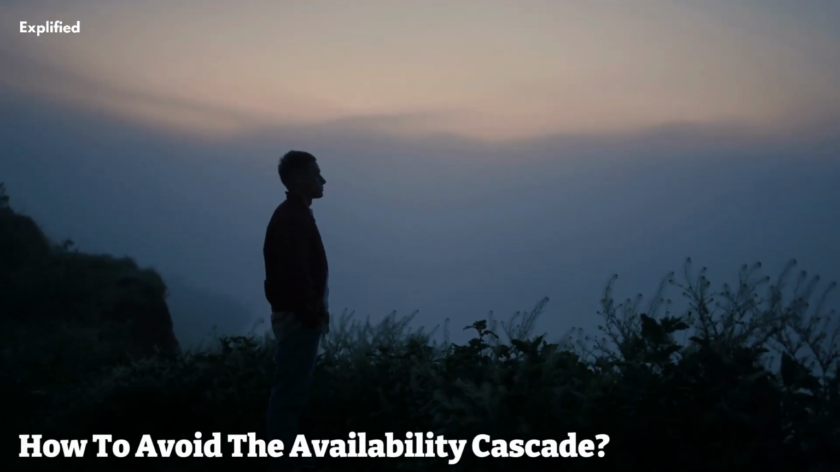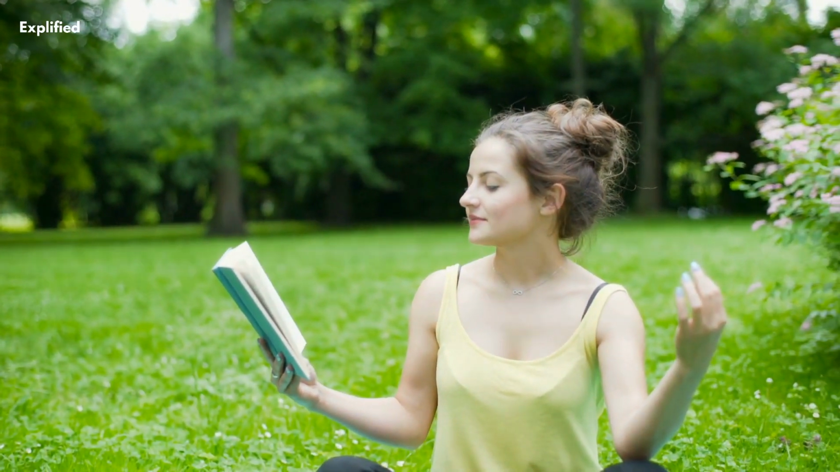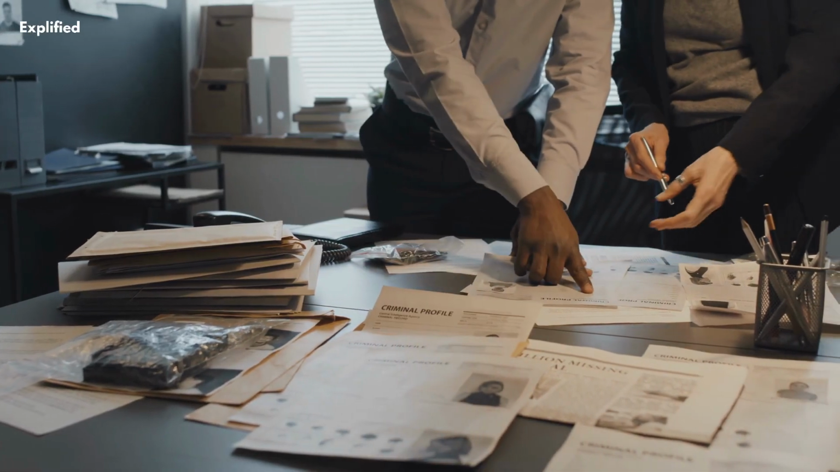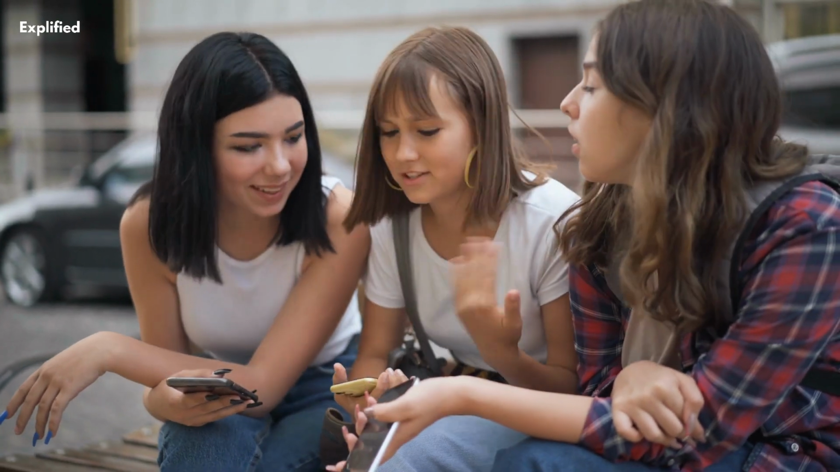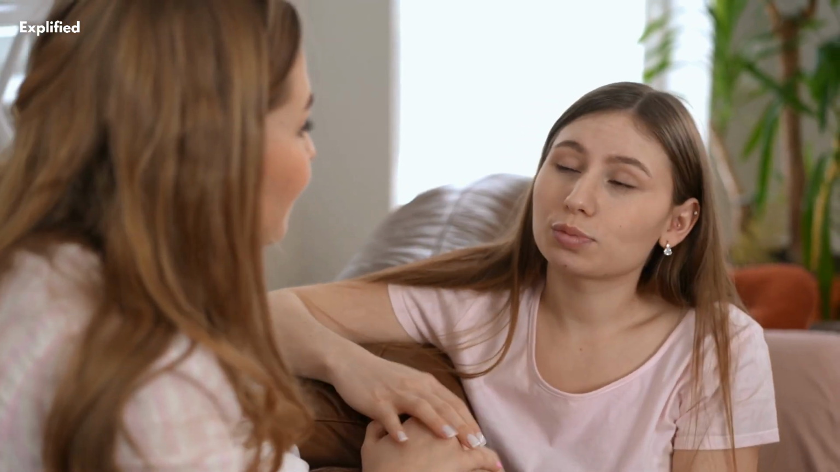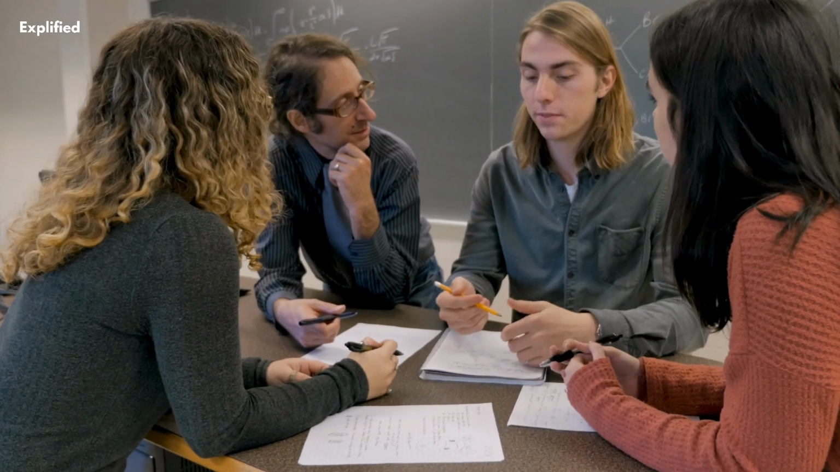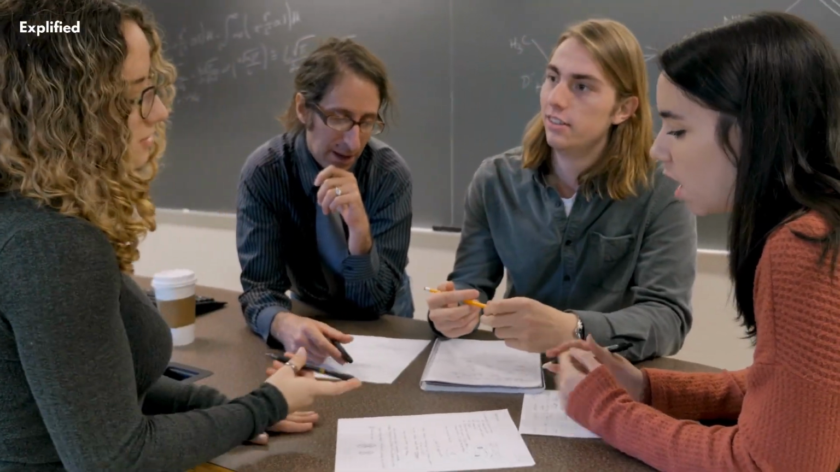How to avoid the availability cascade? One way to avoid the availability cascade is to be aware of the phenomenon and to actively seek out evidence and alternative perspectives. Don't rely solely on what you hear from others, and be skeptical of claims that seem too good to be true. It's also important to be aware of our own biases and to be open to changing our minds if new evidence comes to light. We should be willing to question our own beliefs and seek out evidence that challenges them.